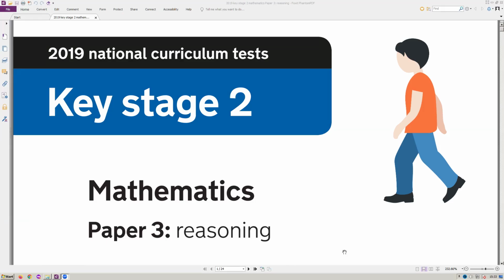Okay, we're going to do a walkthrough of this paper: 2019 National Curriculum Test, Key Stage 2, Mathematics, Paper 3 on Reasoning. Okay, let's see how it goes.